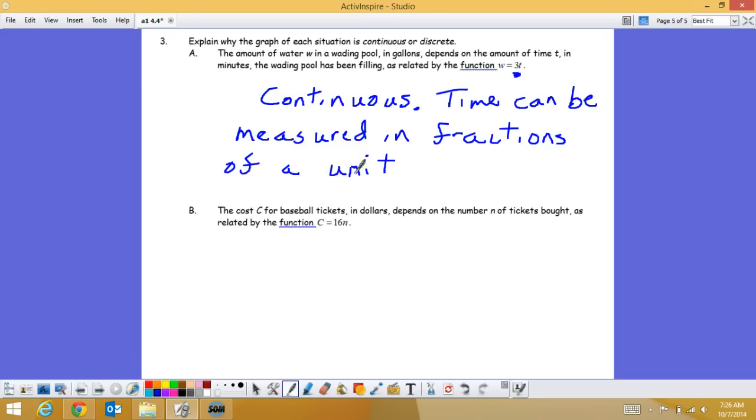Now, in example B, the cost C of baseball tickets in dollars depends on the number of tickets bought. In this case, you're not going to buy half of a ticket to a game. You're going to buy a full ticket, 1, 2, 3, and so on. So if we just took a quick look, if you bought 1 ticket, you'd be charged $16, 2 tickets, $32, and so on. So it's going to be graphed by distinct points. Fractions don't make sense. So in this case, this is a discrete graph.